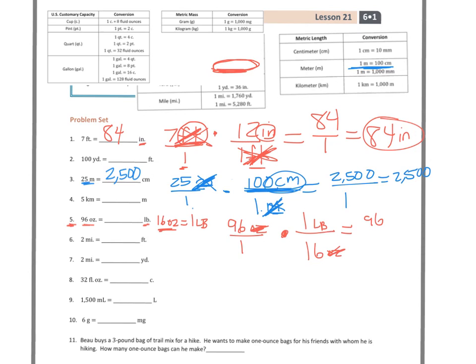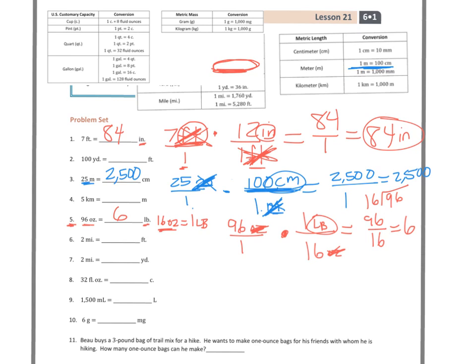And I get 96 times 1 is 96. And 1 times 16 is 16. Now I have a fraction greater than 1, and I can simplify that down by doing 96 divided by 16. So I'd actually put that in there and divide that out, and I'm going to end up with 6. And again, my units, I crossed off ounces, I'm left with pounds. So it would be 6 pounds.